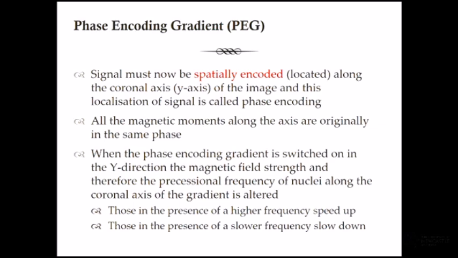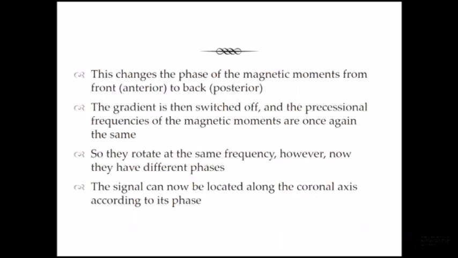Okay, when the phase encoding gradient is switched on, we can speed some of them up and slow some of them down, depending on how strong we make that phase encoding gradient. Therefore, the precessional frequency along the coronal axis of the gradient is altered. So again, with our higher frequency, we speed them up. With our lower frequency, we slow them down. So this changes the phase of magnetic moments from front to back.